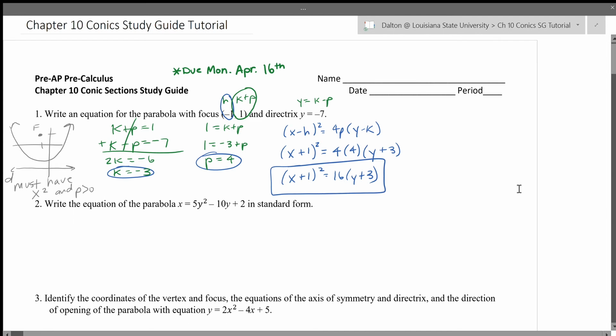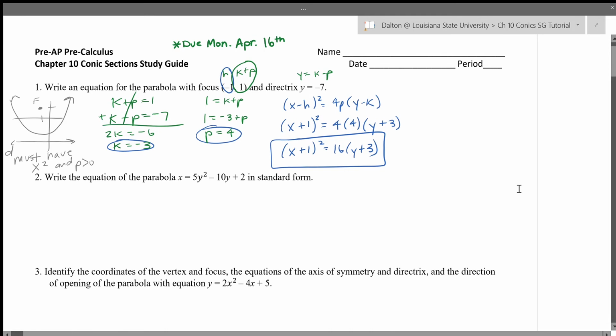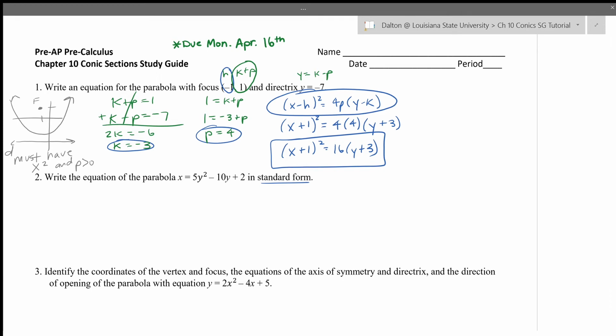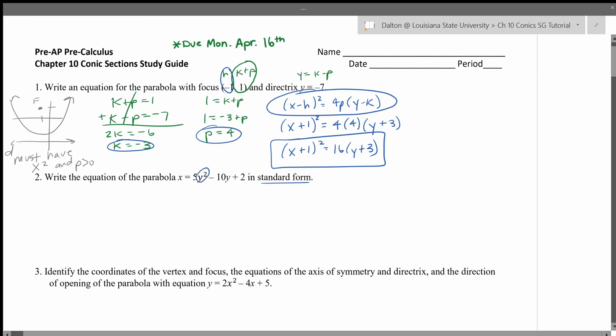Number 2, write the equation of the parabola, x equals 5y squared minus 10y plus 2, in standard form. So again, in standard form, that's what we did up here, where you have the squared term isolated by itself, usually on the left side of the equal sign, and everything else on the right-hand side with your (y minus k) term or your (x minus h) term being a binomial in parentheses as well. So the first thing I notice is that I have a y squared term.